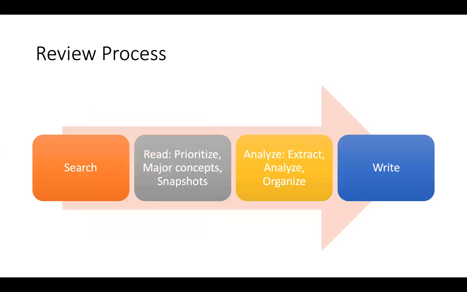To review this literature, these are the 4 steps that you can follow. In step 1, you can search. You would first want to systematically search the literature, and we'll talk about each of these steps clearly today. So first step is to search. Second step is to read your literature.